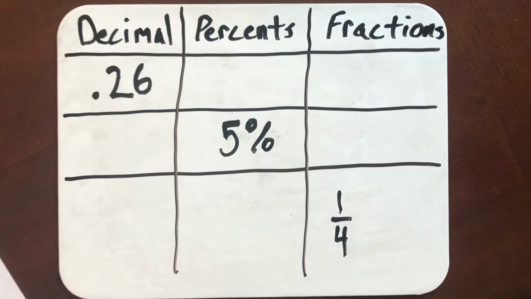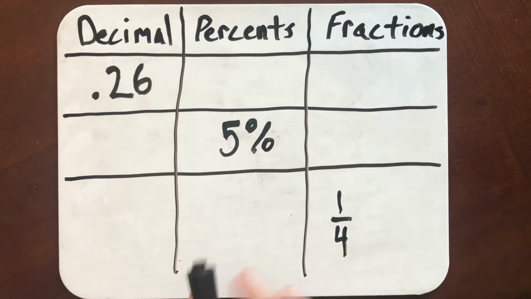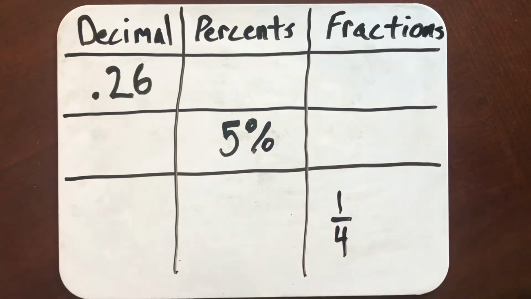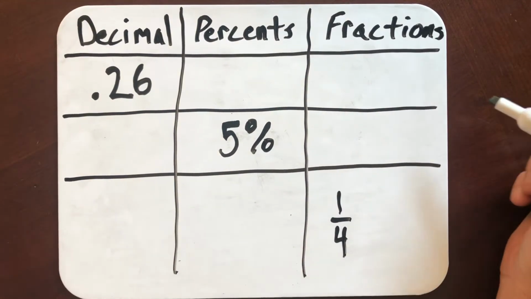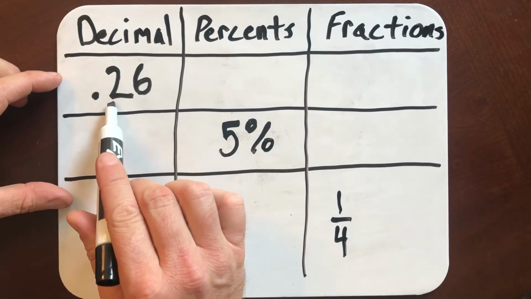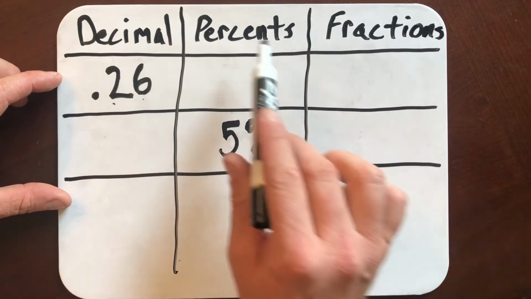Okay, in this quick video, we are going to convert decimals, percents, and fractions. Notice that I have all three types here, and I'm going to convert them back and forth. Now, with decimals, you have to pay attention to place value, tenths and hundredths. That's the key word, hundredths.